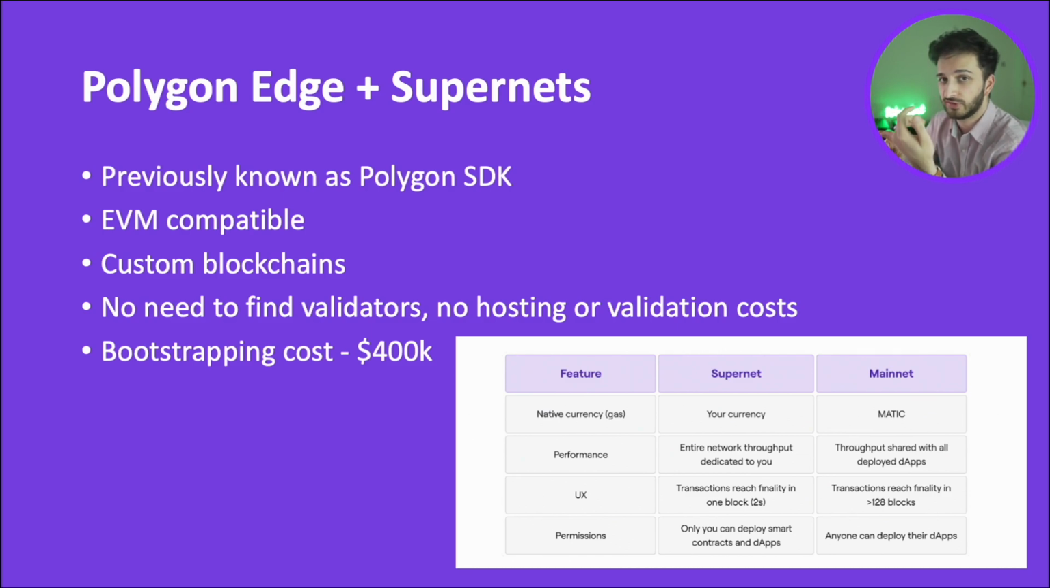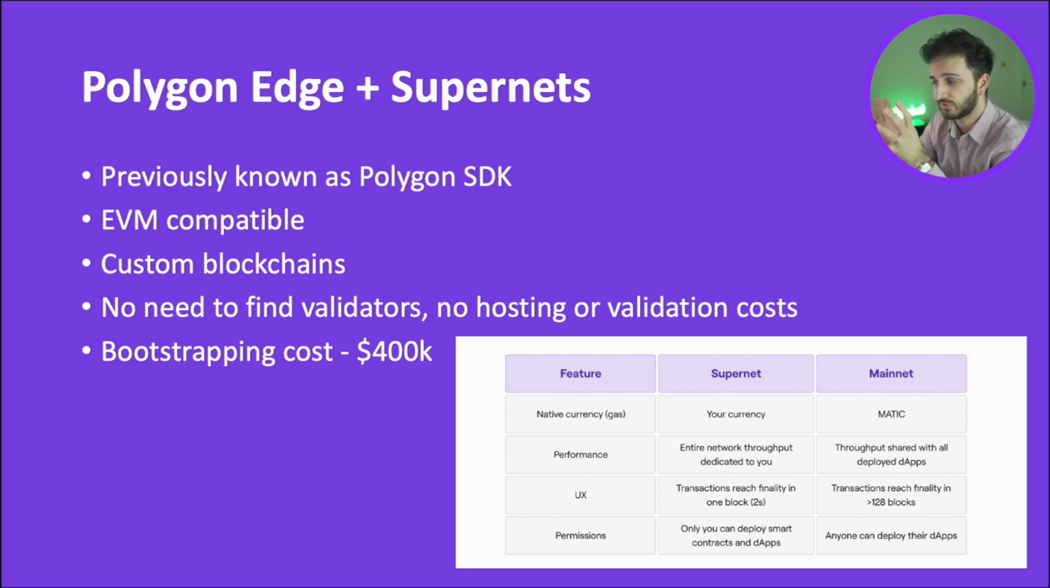Number one, you can use your actual native currency as gas fees rather than using the Matic token. You can have an entire network dedicated to you. You can deploy the smart contracts and apps, and because of that, it makes sense, especially for specific applications, to have their own chain. And one of the benefits of using Polygon Edge is that you don't need to find any validators, no hosting validation costs or anything like that.